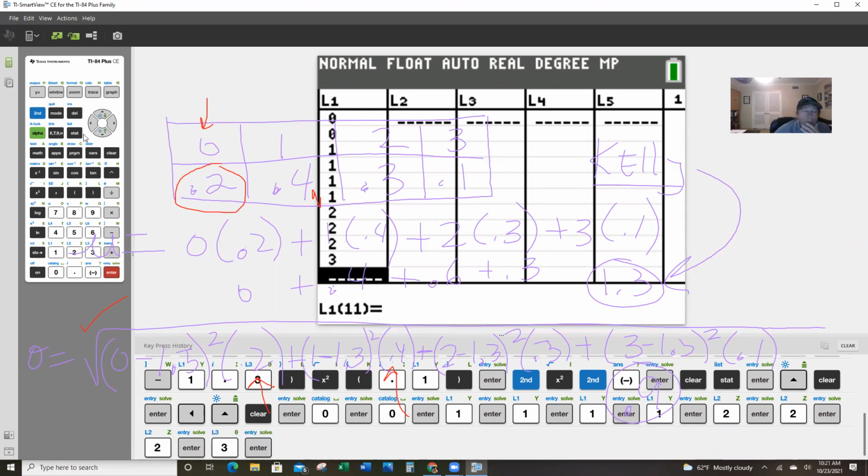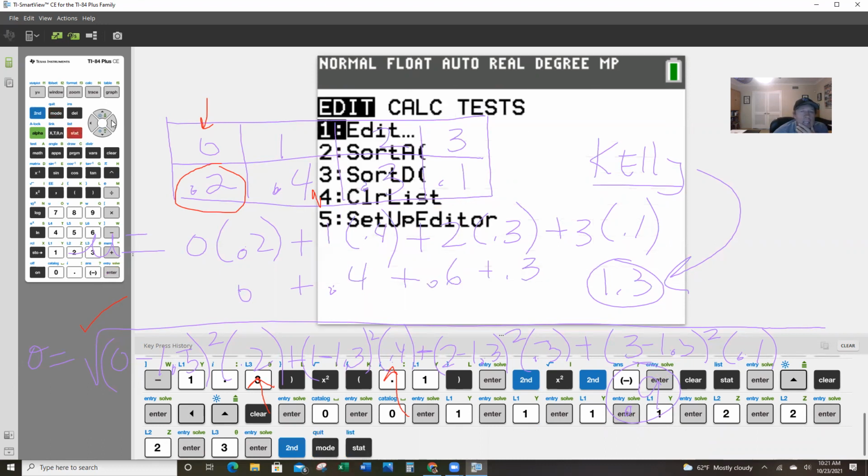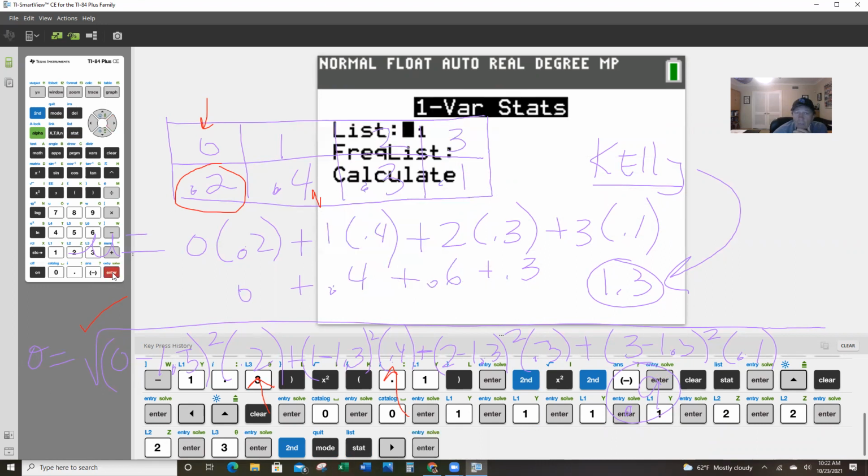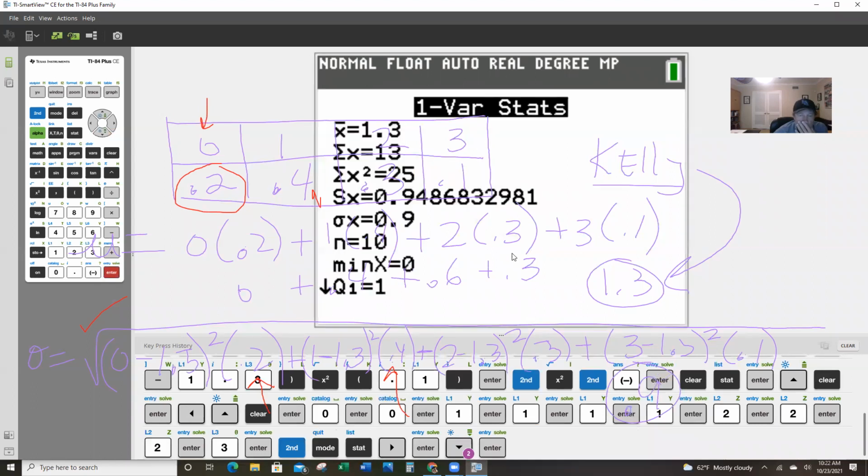Okay, now I'm going to go second quit, and I'm going to go stat calc, one variable stats. We did this in chapter 1. Check this out. When you do this, I'll have to circle it for you. I'll get a different color, like a blue here. So here is the mean. The mean is 1.3. We got that. And here is the standard deviation.